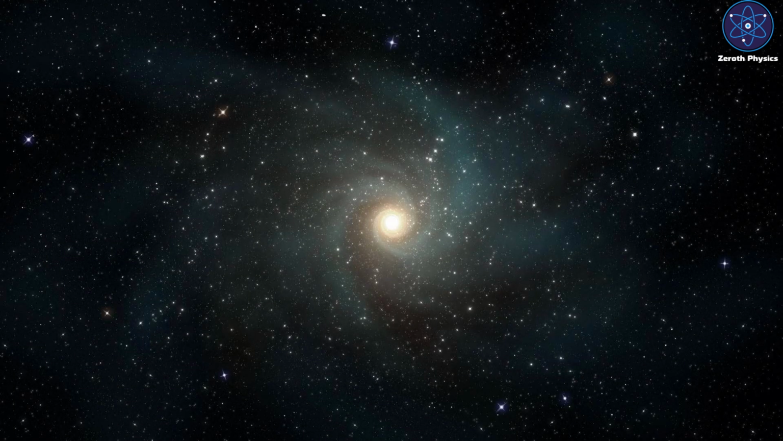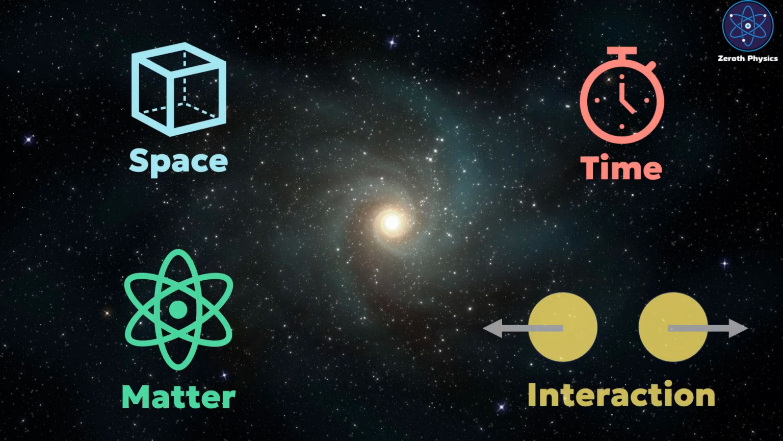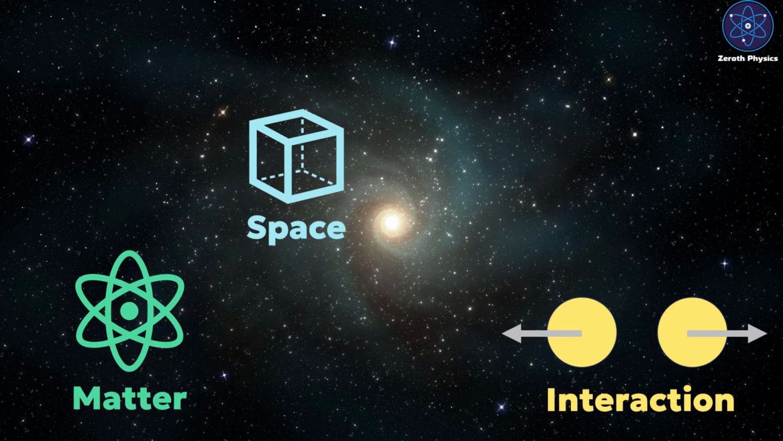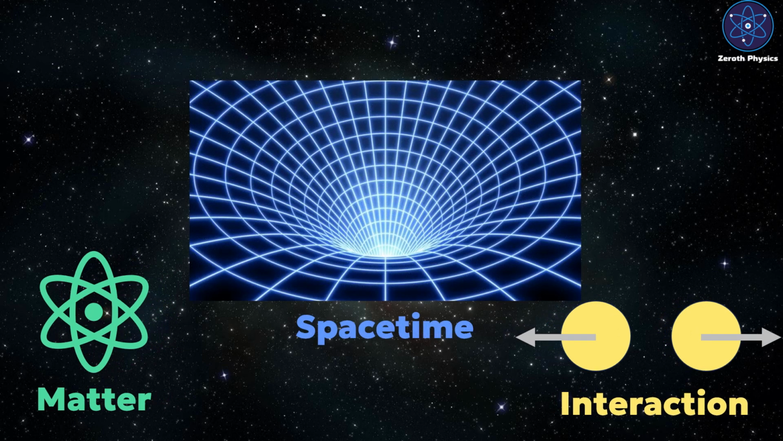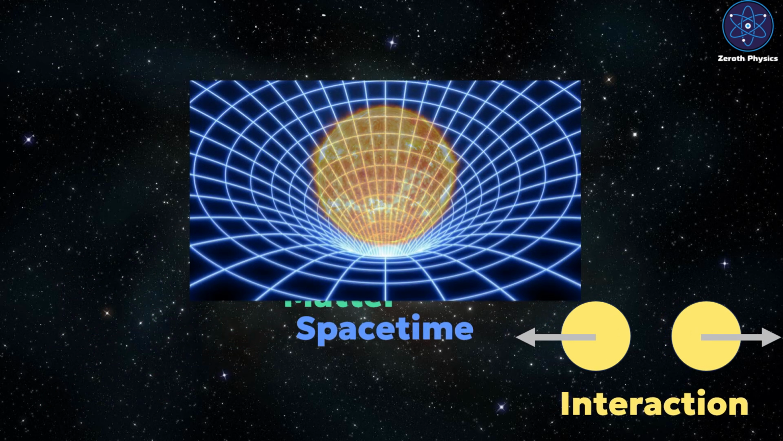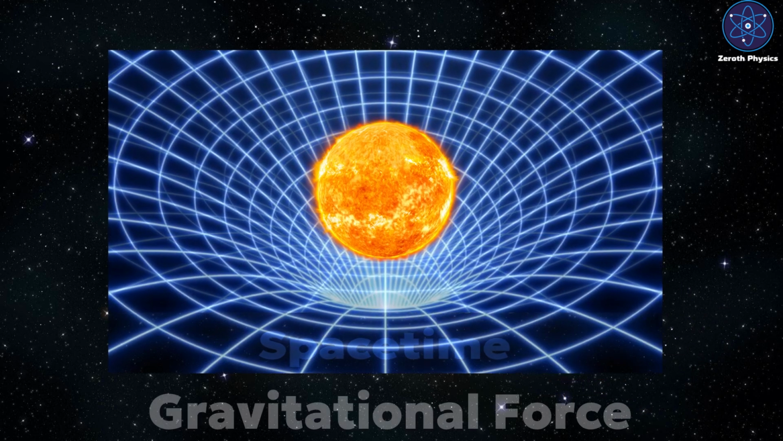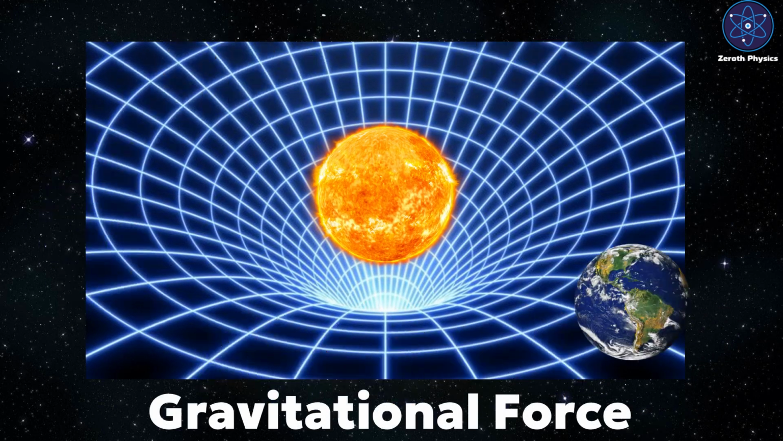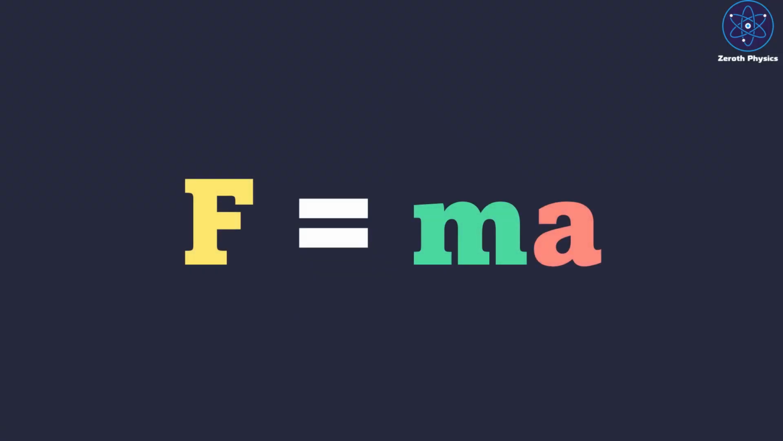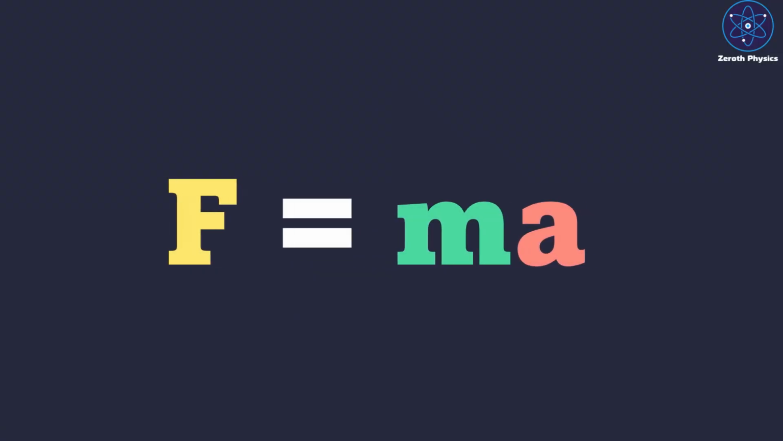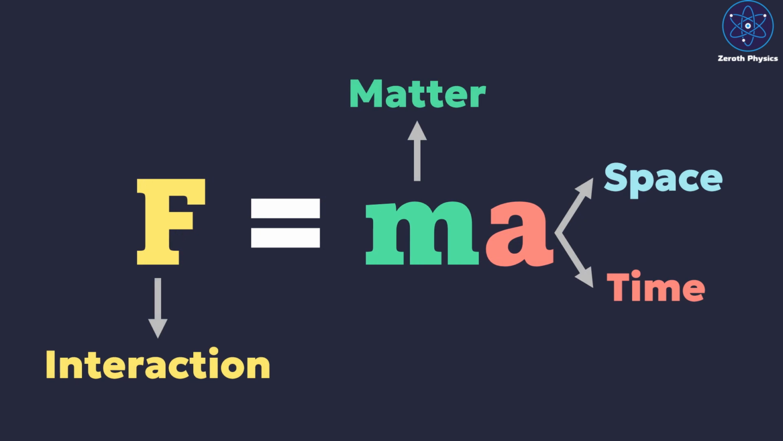In our universe, there are four fundamental components: space, time, matter, and interaction. Space and time combine to form a four-dimensional spacetime, while matter refers to all the objects existing within this spacetime. The behavior of matter is governed by the four fundamental interactions. When we consider the equation F equals ma, it encompasses these important physical quantities.